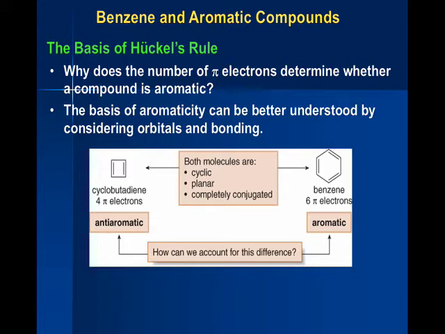Now, let's talk about the rules. We talked about there being 4 rules that must be satisfied in order for a system to be aromatic. You do not have to give them to me in order, but you need to give me all 4. What are they? Cyclic. Must be cyclic. Planar.